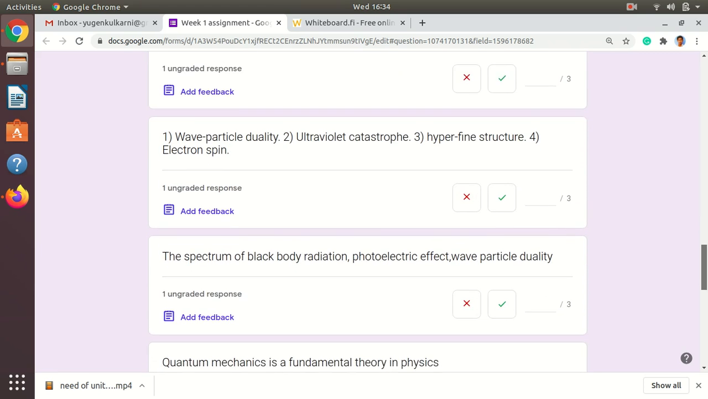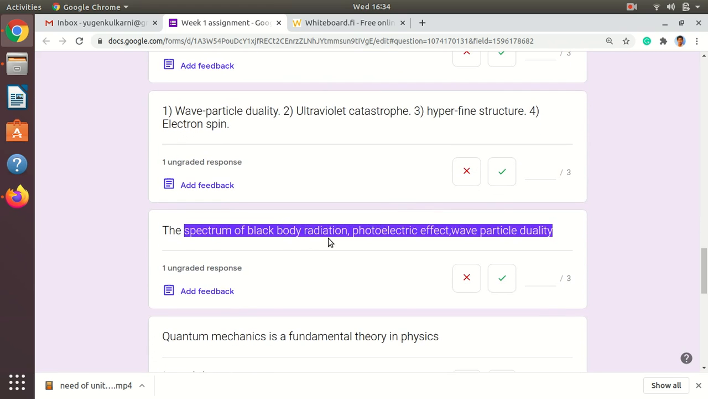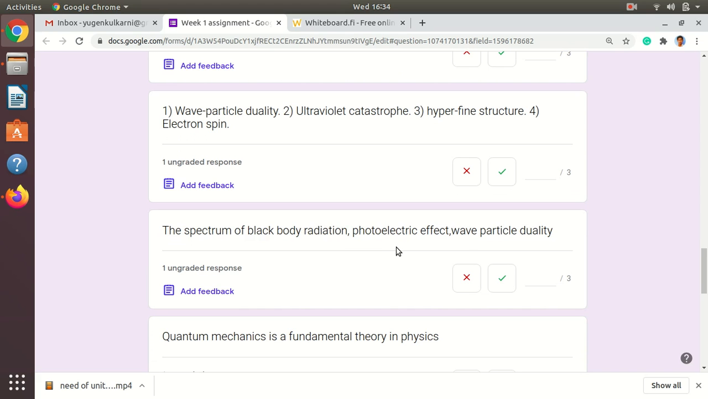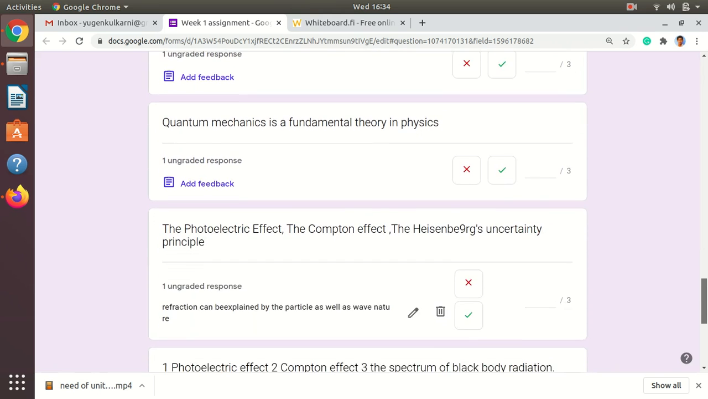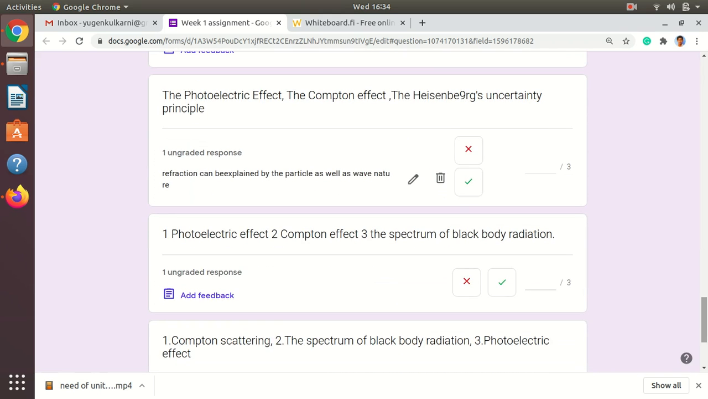Then someone has given black body radiation. That also we cannot explain classically, as it explains the particle nature and cannot be explained using wave nature. Heisenberg uncertainty, Compton effect, and photoelectric effect can also be given. I have clubbed these two in wave-particle duality. So this answer is correct, you will get 3 marks. That might be some typing mistake, so I will ignore that. If you have some typing mistake, that is okay, but if the mistake is conceptual, then you will not get that mark.